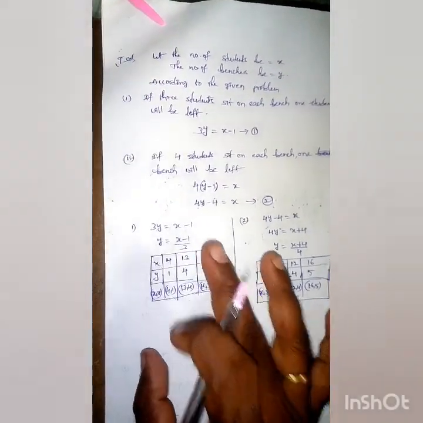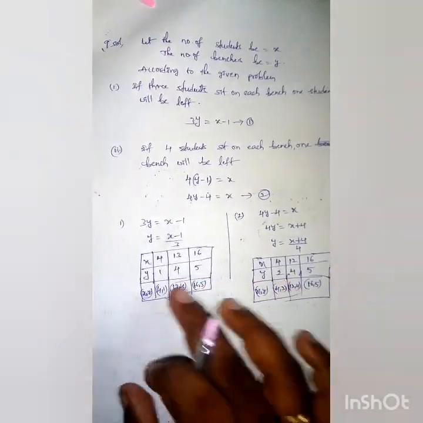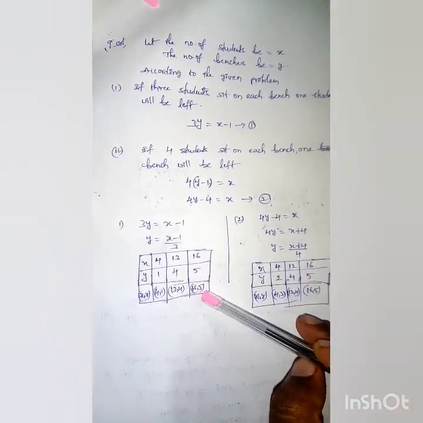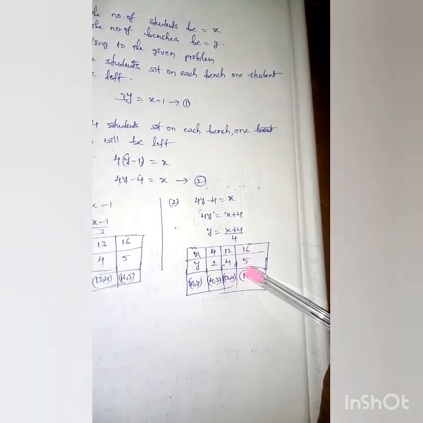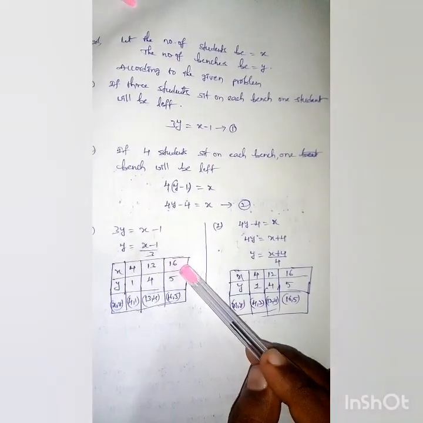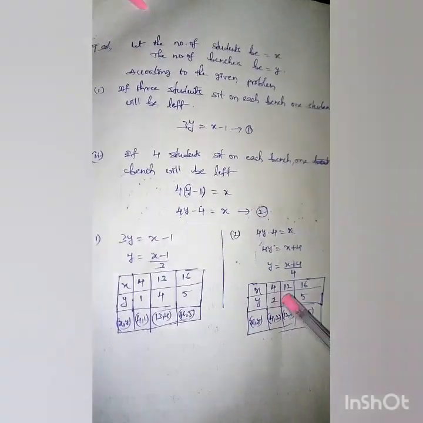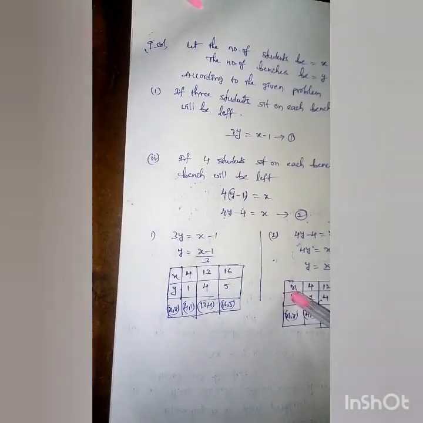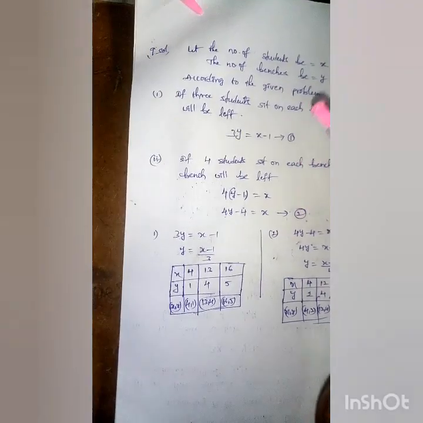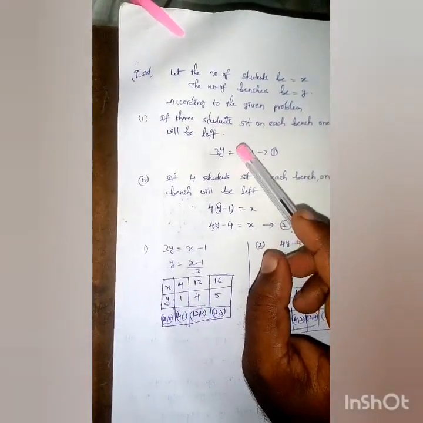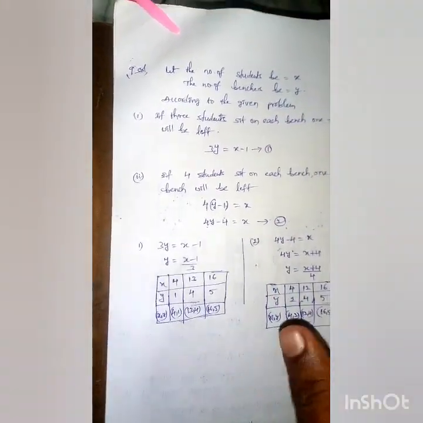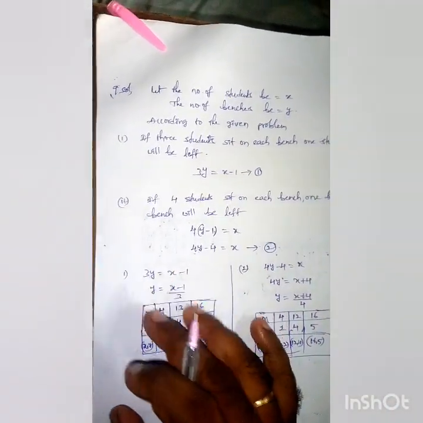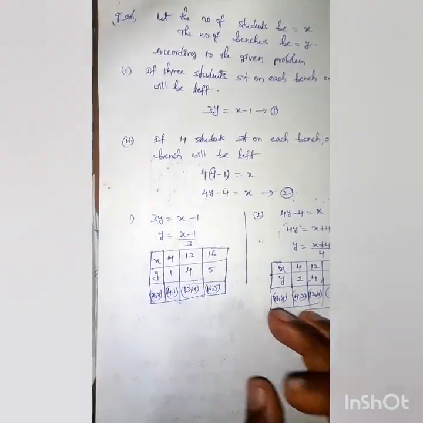Okay students, if you observe these two tables, in the first table (16, 5) is a point, and in the second table (16, 5) is a point. That means (16, 5) is a common point for both straight lines. So this is the intersecting point, and this is the solution for the given problem. Okay, let's draw the graph and find the value from the graph. Okay students.